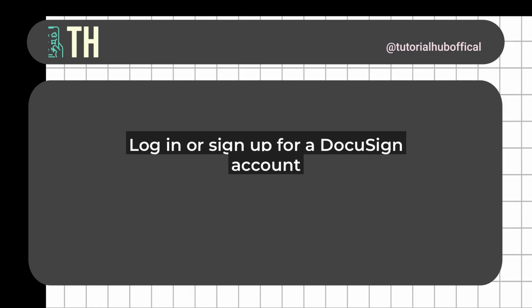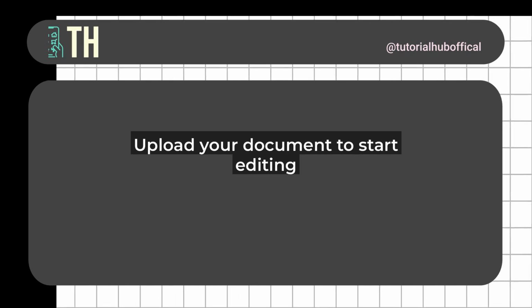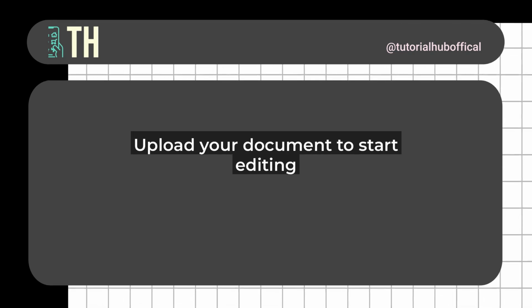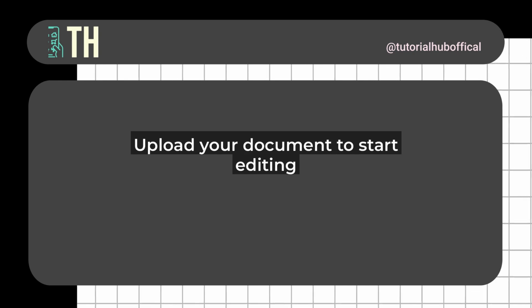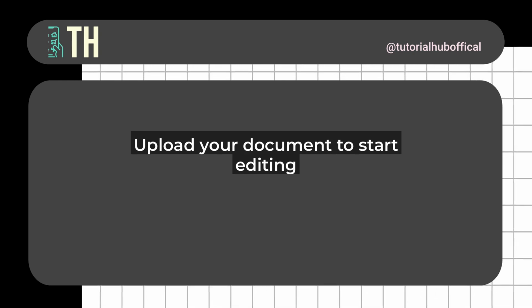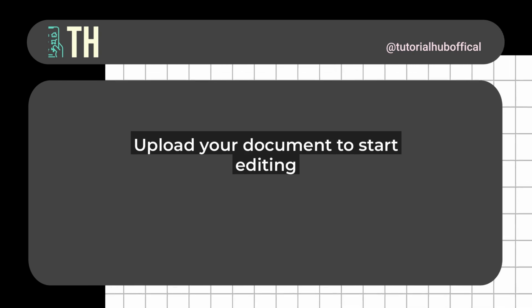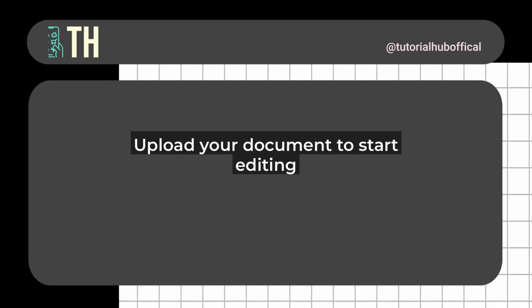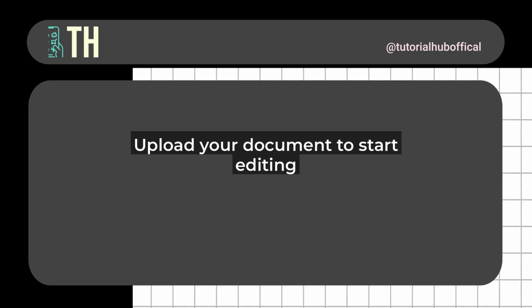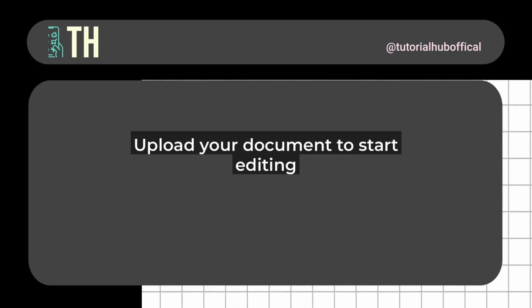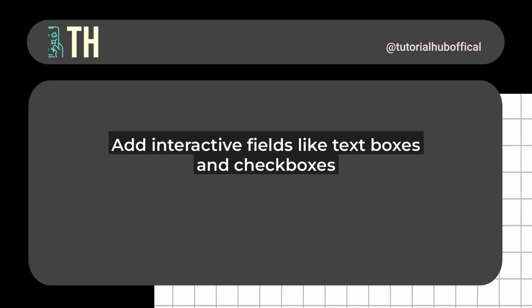First things first, you'll need a DocuSign account. Head over to the DocuSign website and log in. If you're new, sign up. It's quick and free for basic use. Once you're in, click on Create and select From File to upload your document, like a PDF or Word file. This is where the magic starts.